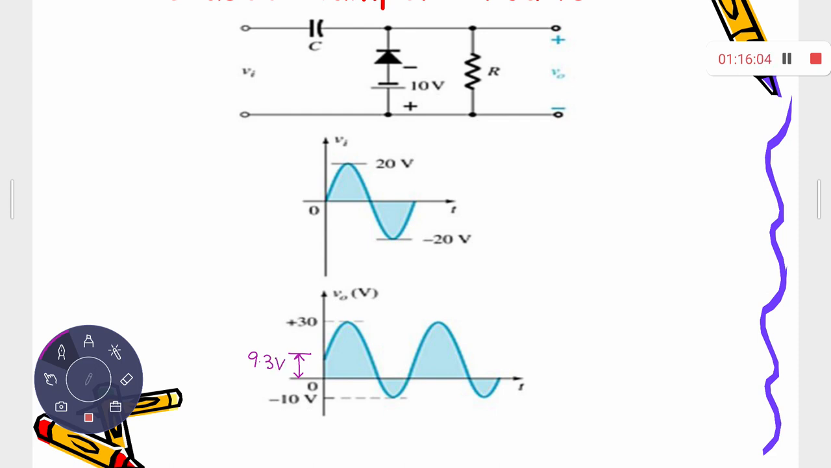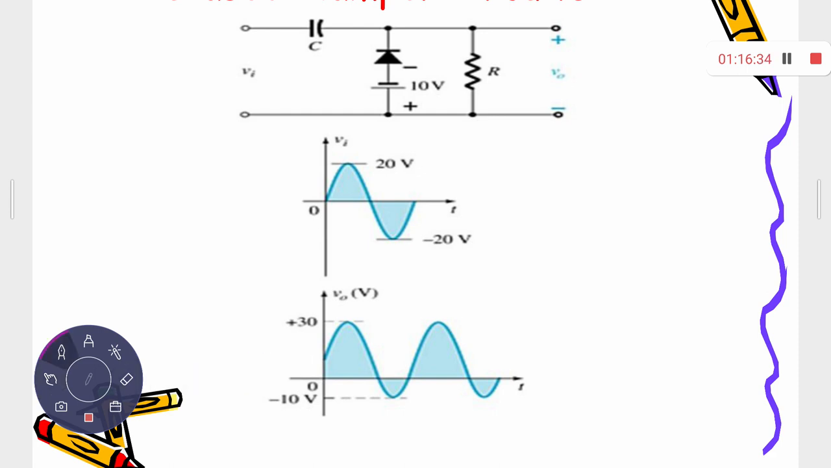But the wave shape remains the same. You have the same sinusoidal signal. We have some assumptions, obviously. The first assumption is that this diode has almost zero resistance, so the charging time constant is almost zero and the capacitor can be charged instantaneously. At the same time, the discharging time constant is very high, so the capacitor can retain this charge and there is no change in the voltage between the two plates of the capacitor.